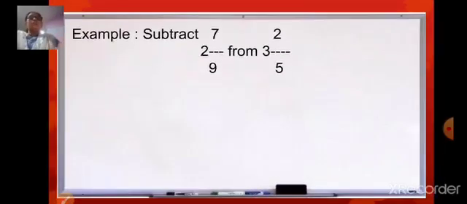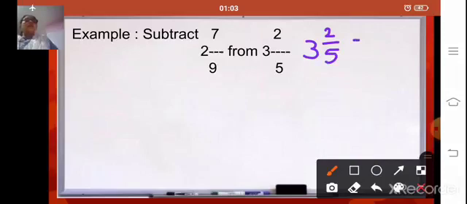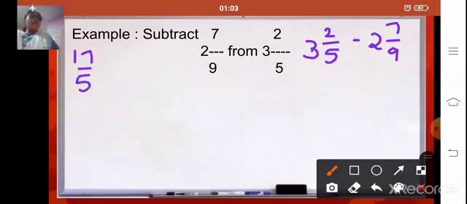Okay, now we have to subtract 2 whole 7 upon 9 from 3 whole 2 upon 5. That means you will write it as 3 whole 2 upon 5 minus 2 whole 7 upon 9. Now the first thing you have to do is convert this into improper fractions. Now 5 3s are 15 plus 2, that is 17 upon 5, and your second fraction 9 2s are 18 plus 7, that is 25 upon 9.